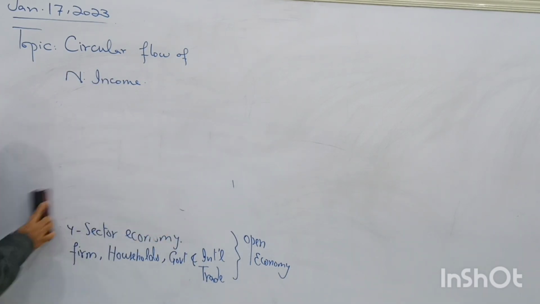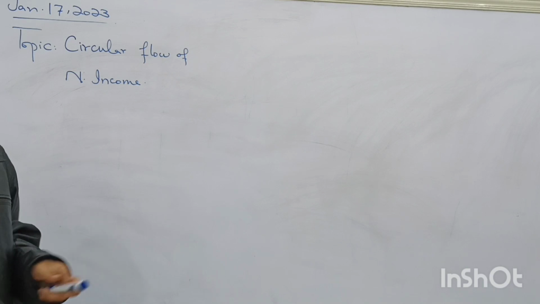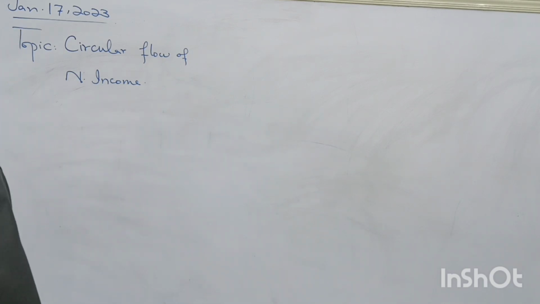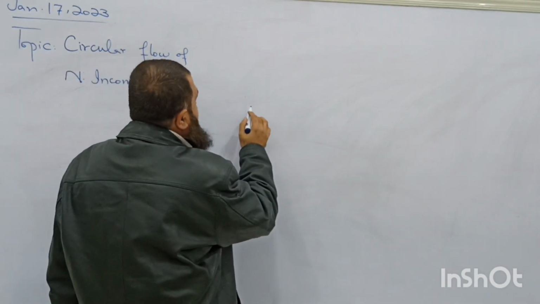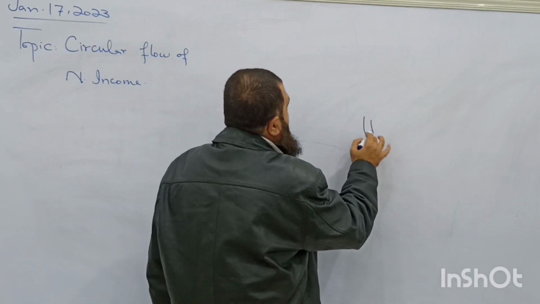Now, what is the circular flow? Circular flow of national income is that, for example, we are starting from the two sector economy where firm and households are present. So, circular flow is that there is a firm and there are the households.